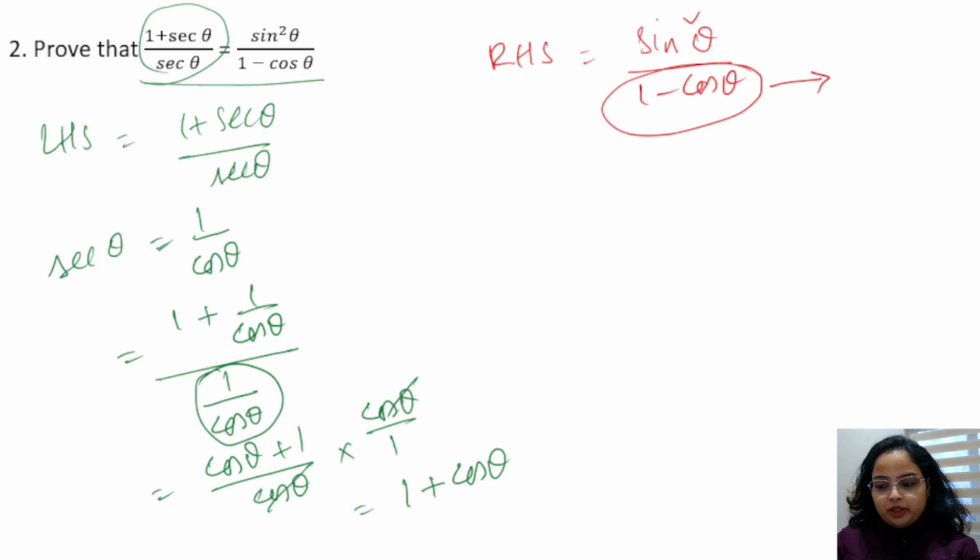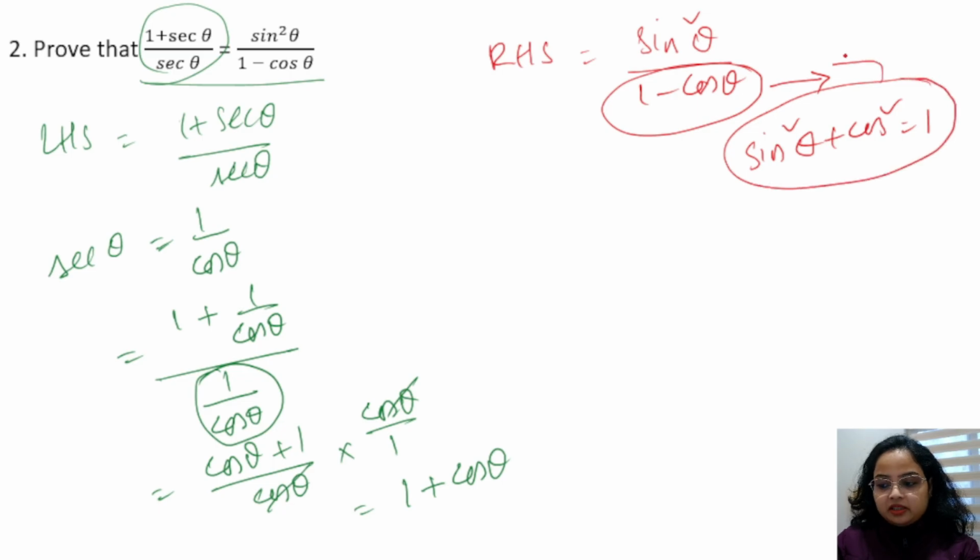See here, what do we know? What is the relation between sin theta and cos theta? We know sin square theta plus cos square theta is equal to 1. So from this, can we apply anything in the denominator? No. But can we apply in the numerator? Yes. So what can we apply? Sin square theta is equal to 1 minus cos square theta.